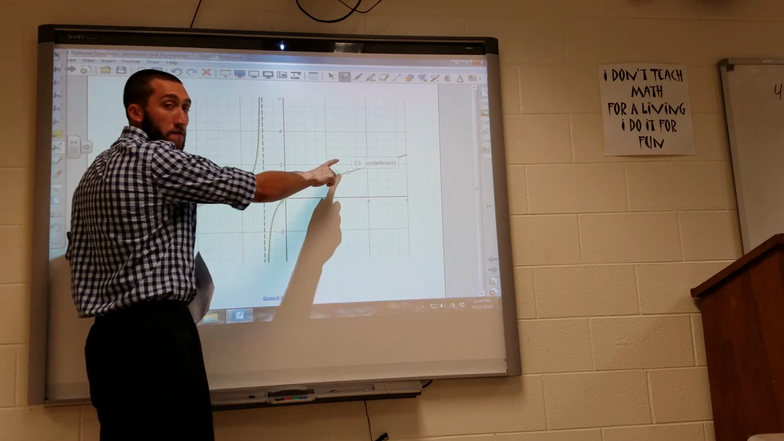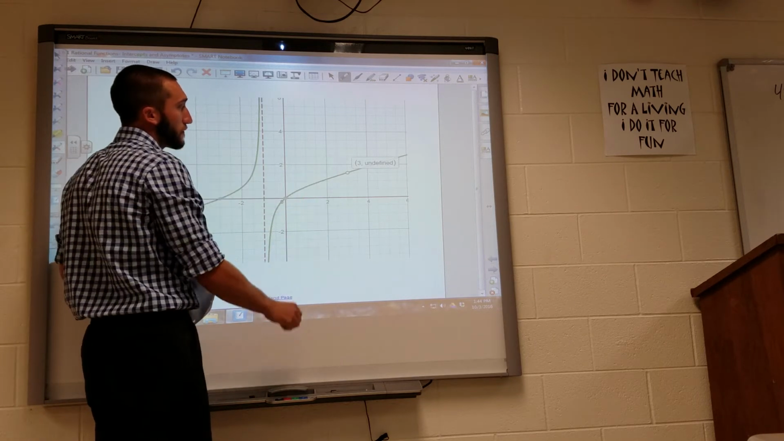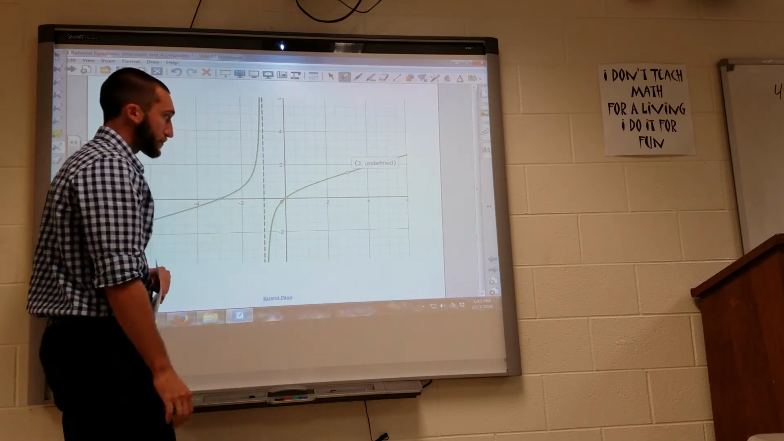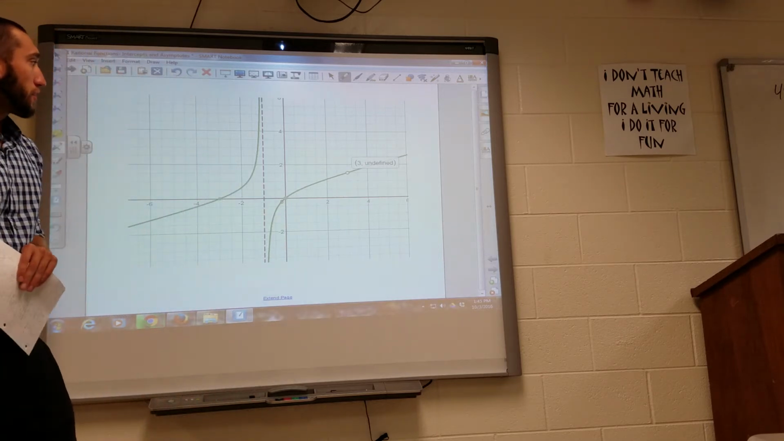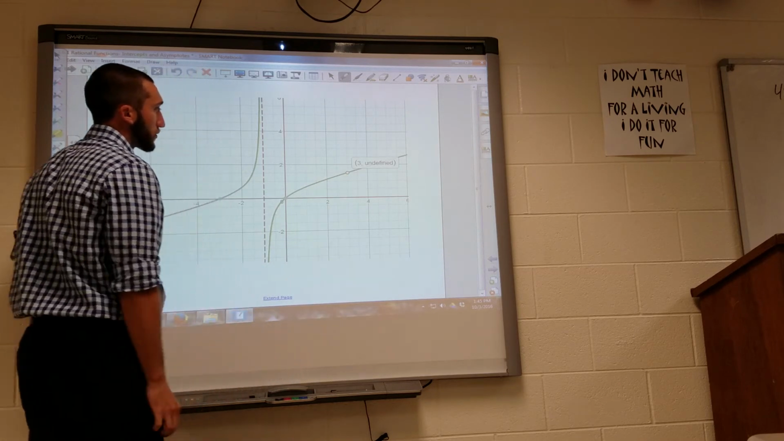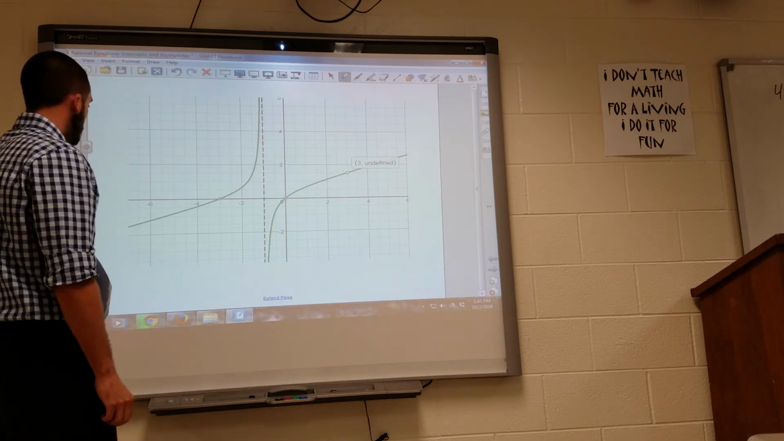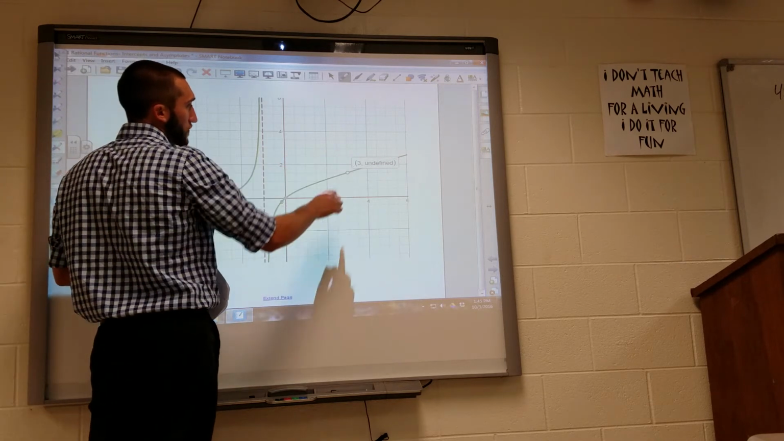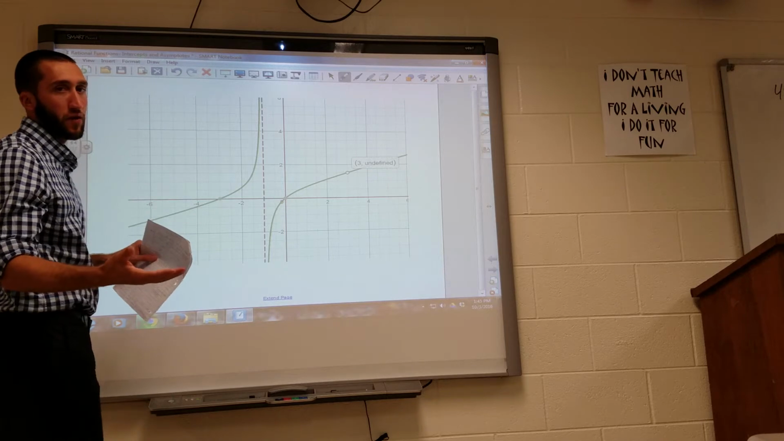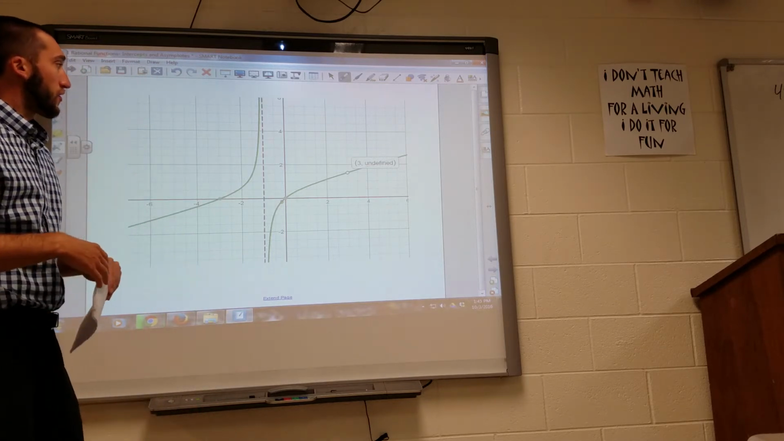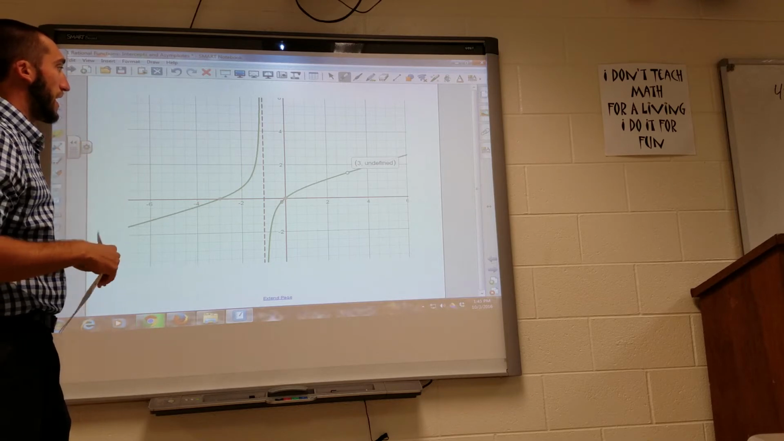Also, remember that factor that we crossed off? That is why there's a hole here when x equals 3. So if you plugged 3 in, you'd get this point here, that it's undefined at x equals 3. Basically you just need to know that x is undefined at 3. If they ask for holes, asymptotes, intercepts, you would just say, yep, there's a hole at x equals 3.